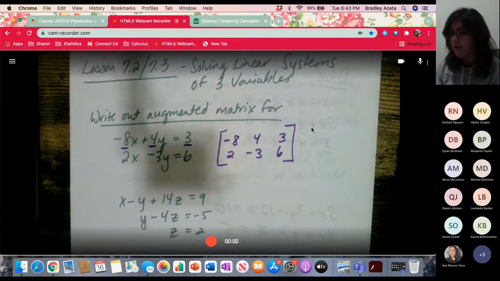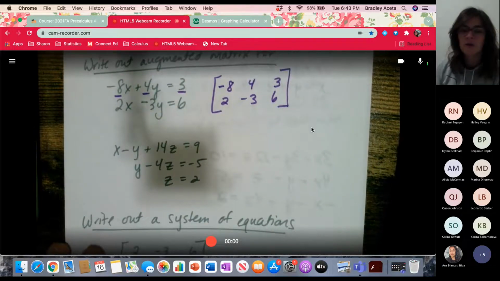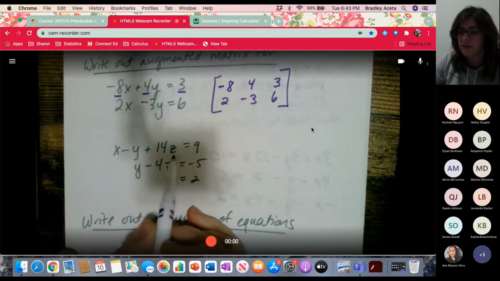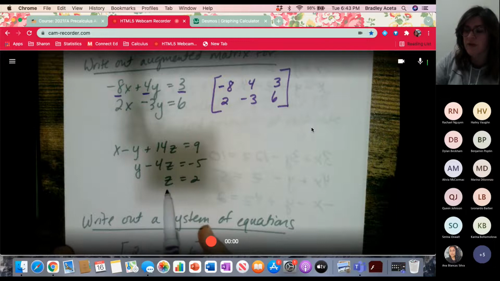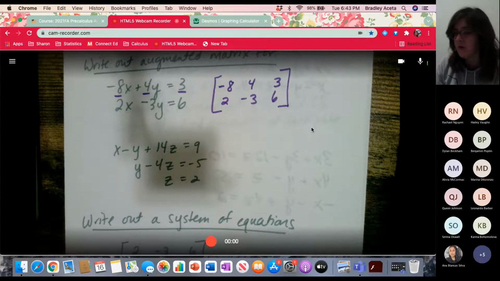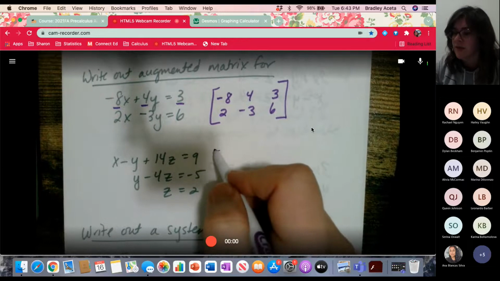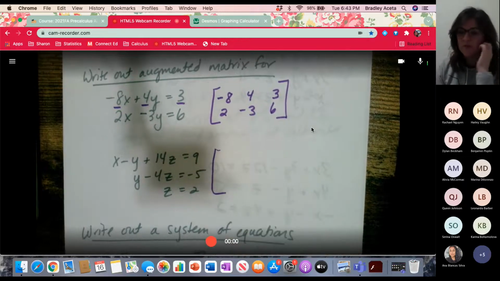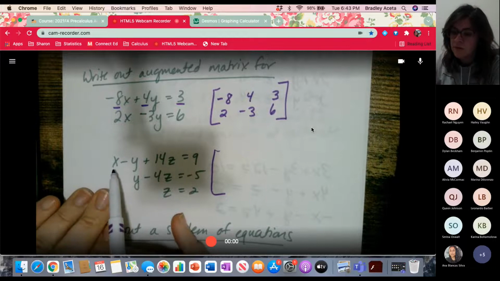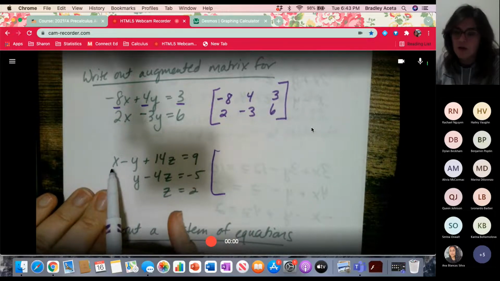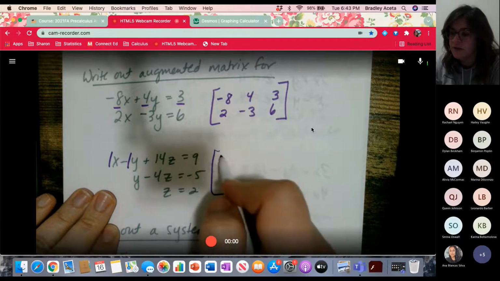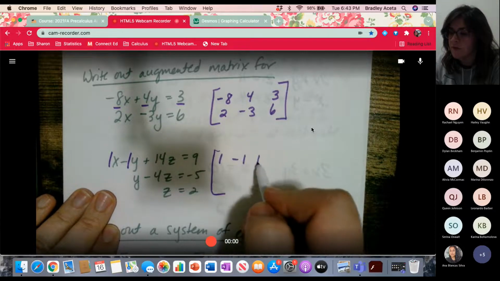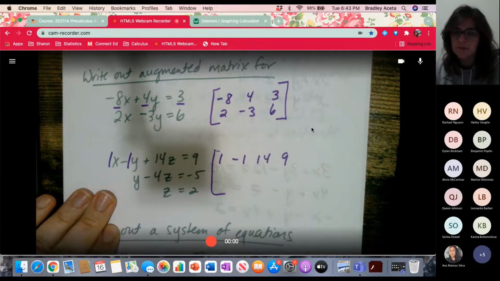Let's do it for X, Y, and Z. So here I have X minus Y plus 14Z equals 9. Y minus 4Z equals -5, and then Z equals 2, and they want you to write an augmented matrix. So again, this one will be a little bit longer. Your top row would just be all the coefficients in front. So a 1, a -1, a 14, and a 9. So 1, -1, 14, and 9.